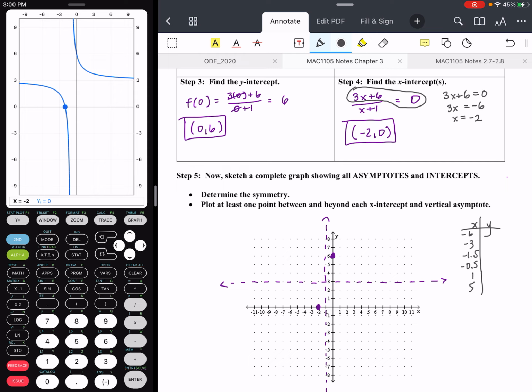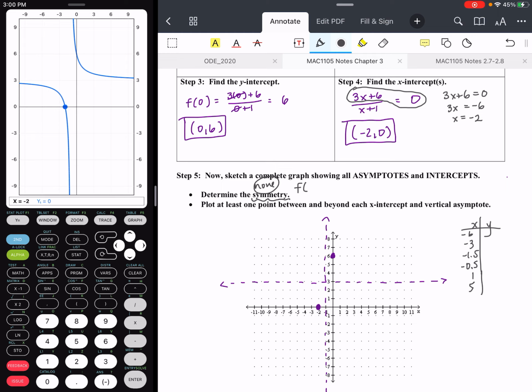Oh, and sorry, before I do that, I'm jumping ahead because I totally forgot about the symmetry. So let me do that step first. Although looking at the graphing calculator, I'm anticipating that we're not going to have any symmetry. So it looks like there's none, but let's go ahead and verify this algebraically.